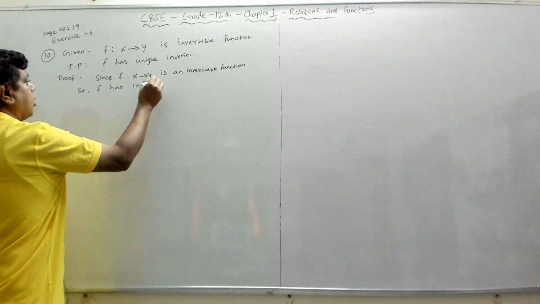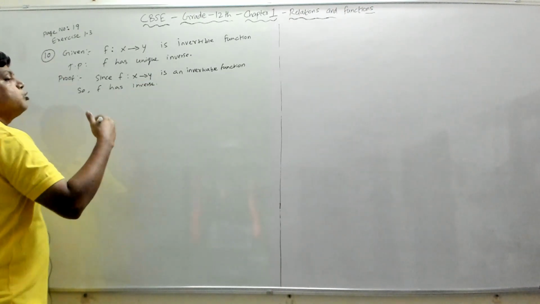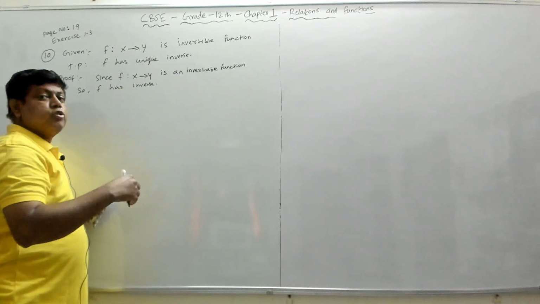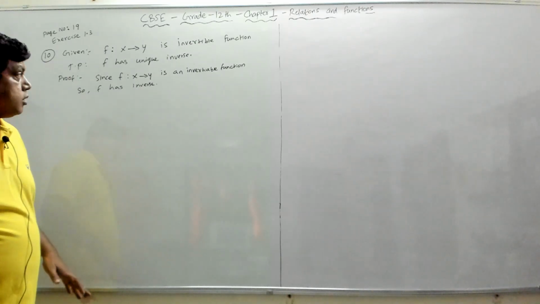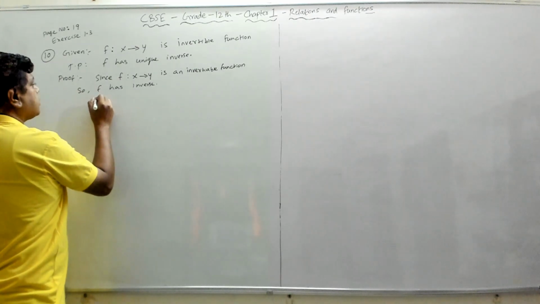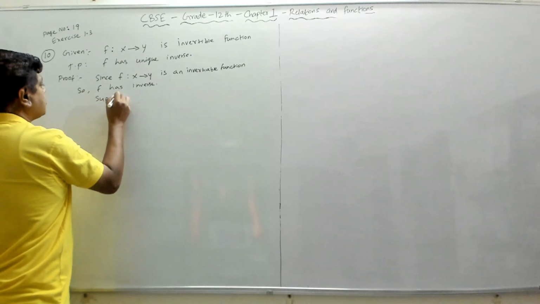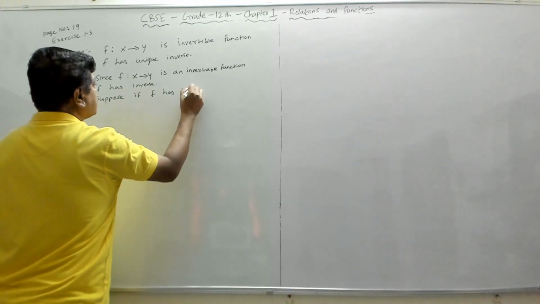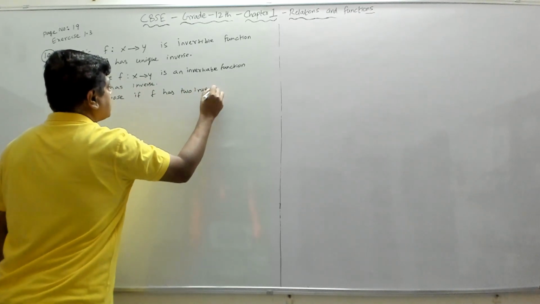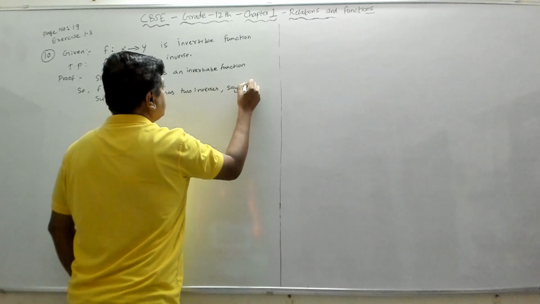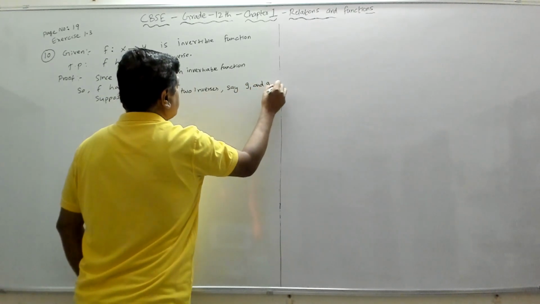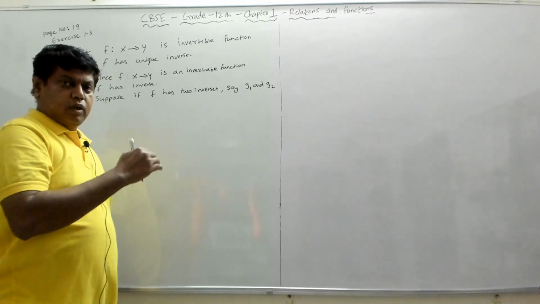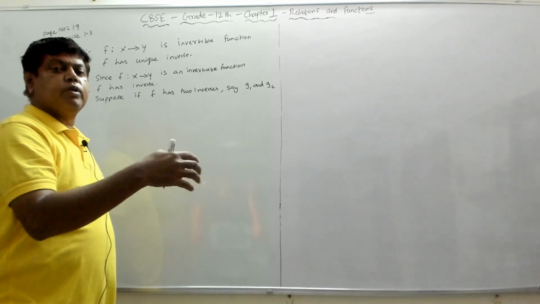So f has an inverse. Now suppose, let's assume that f has two inverses. We have to prove that f has a unique inverse. So we'll assume that, suppose f has two inverses, say g1 and g2 are two functions which are inverses of f. We have to prove that f has one inverse. For that, we will start with: suppose it has two inverses, what will happen?